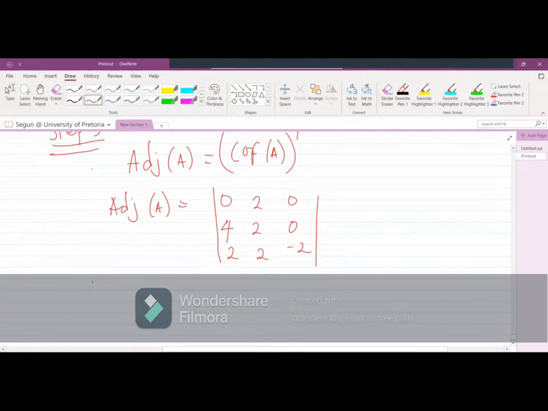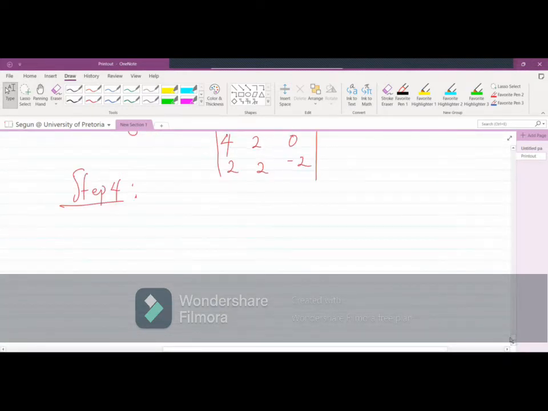Then the last step, step 4. Our step 4 says what? The inverse is given by: the inverse is 1 all over the determinant, multiplied by the adjoint of A.